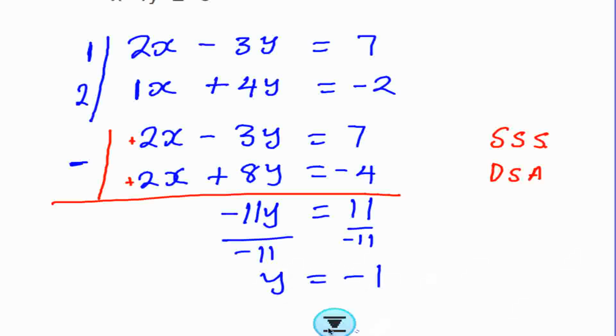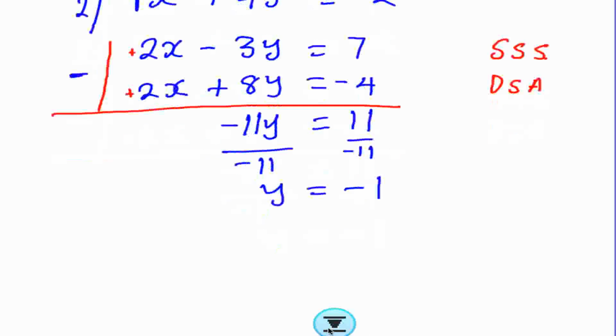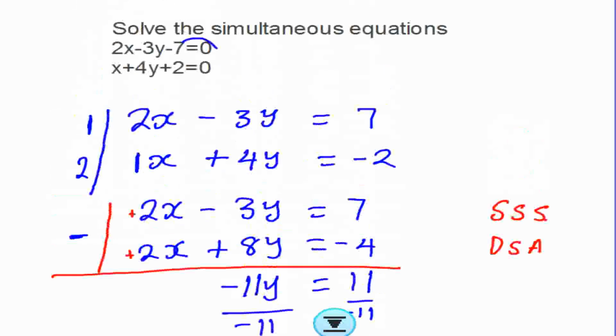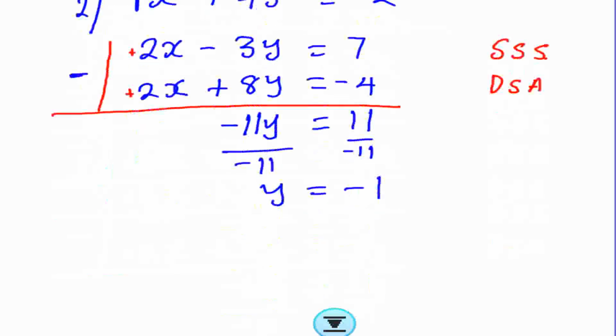Now after getting the value of y, you can use any of the equations given to you to find the value of x. So let's use the second equation. It's easier since it is x plus 4y is equal to negative 2.